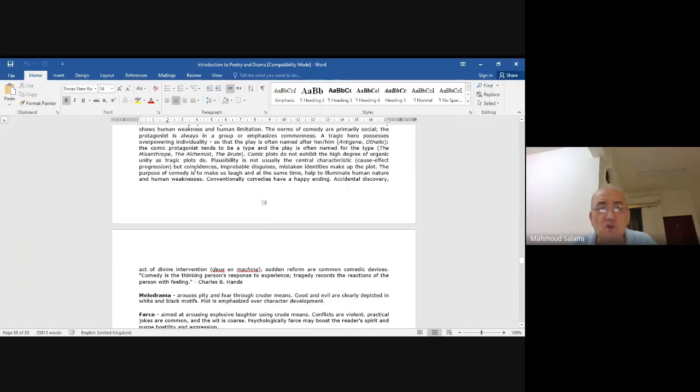Conclusion there. Maybe I'll read it quickly. Comic plots do not exhibit the high degree of organic unity as tragedy, for example. Plausibility is not usually the central characteristic. Again, cause and effect is mostly replaced by coincidences. And I think this is funny because at coincidences we sometimes laugh and say, how?